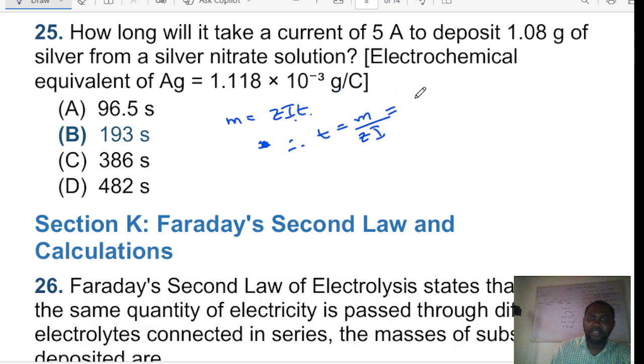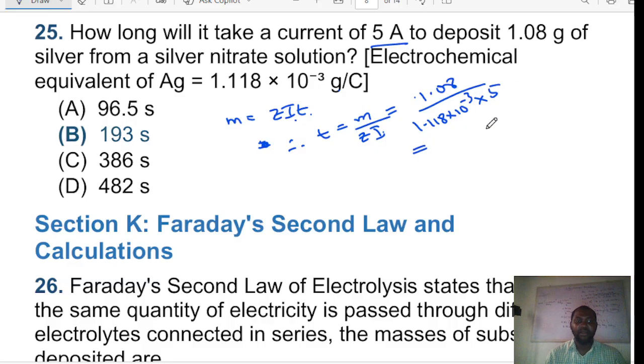So your mass is 1.08 over the electrochemical equivalent, 1.118 times 10 to the power minus 3, then multiplied by the current. The current here is 5 amperes. So if you calculate this using your calculator, we are going to get 193 seconds approximately. So B is the answer to that question.